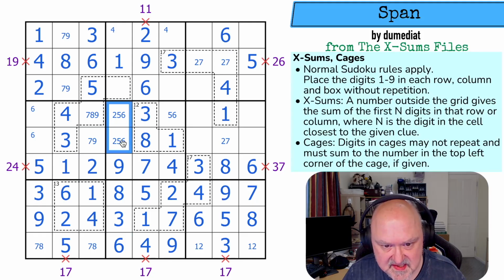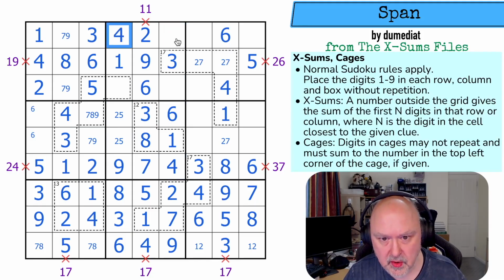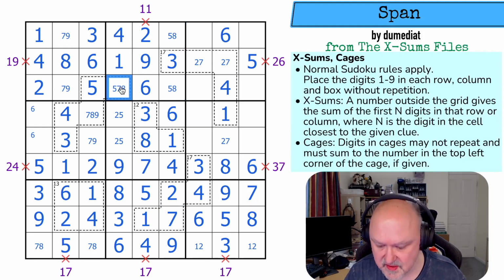The 6 takes 6 out of both of those. So this is the 6. The 4 looks up saying that's not the 4, so that's the 4. This is a triple in this box: 1, 2, 3, 4, 5, 7, and 8. The 7 looks up, taking 7 out of both of those, so that's the 7, meaning this can't be a 7 because of the cage.